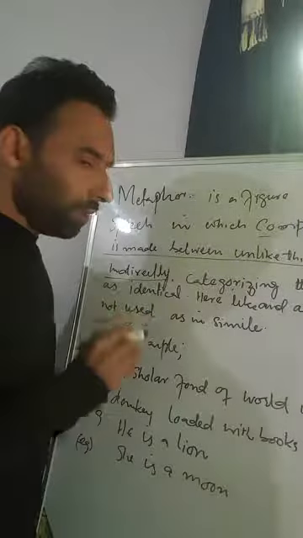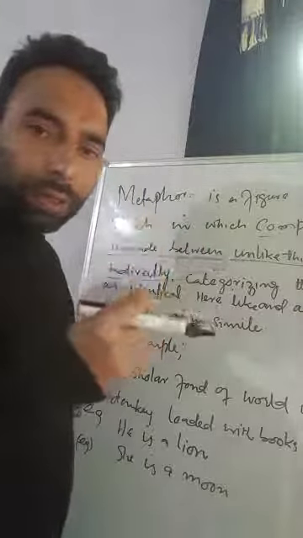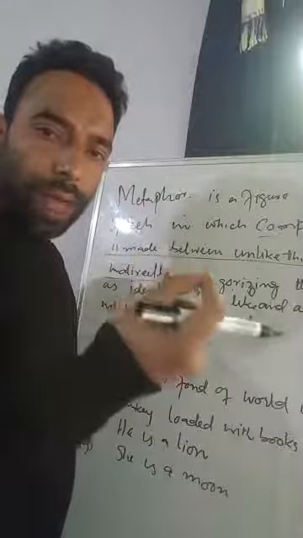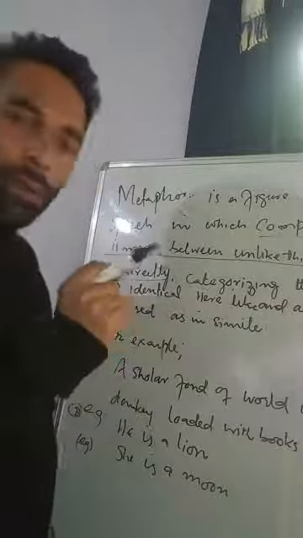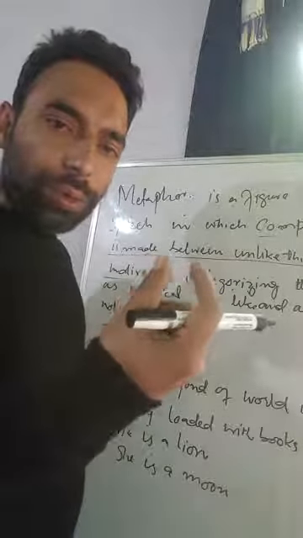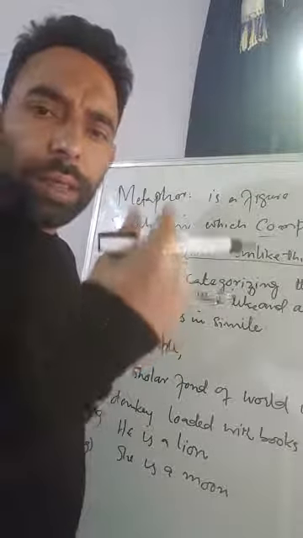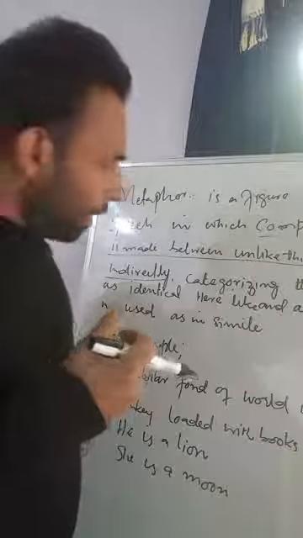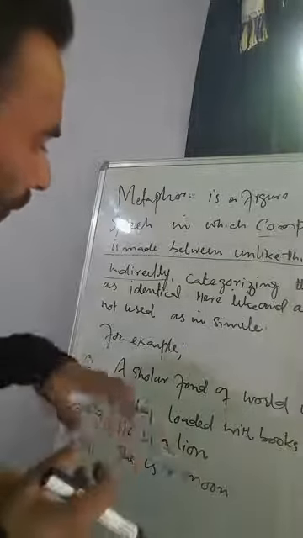In simile, we directly choose two different things and link them together. We just yoke them together by words like as and like. But here the case is different. Here, no like or as is used to compare two different things. They are indirectly treated together, indirectly linked together, bridged together. We'll see examples as well in the coming time.